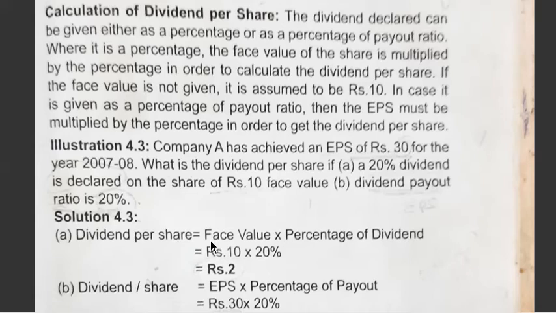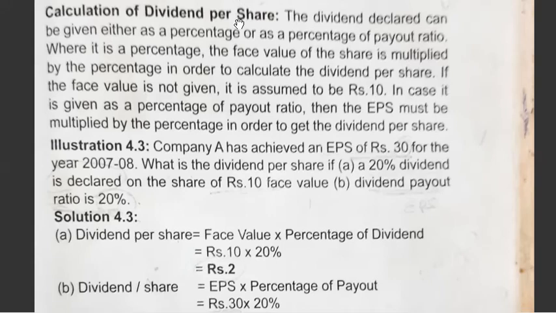Now see one calculation, how to calculate the percentage of dividend. Just go through the explanation here. The dividend declared can be given as a percentage or as a percentage of payout ratio. When it is percentage, the face value of the share is multiplied by the percentage in order to calculate dividend per share. If the face value is not given, then it is assumed to be rupees 10. In case it is given as a percentage of payout, then EPS must be multiplied by the percentage in order to get the dividend per share.